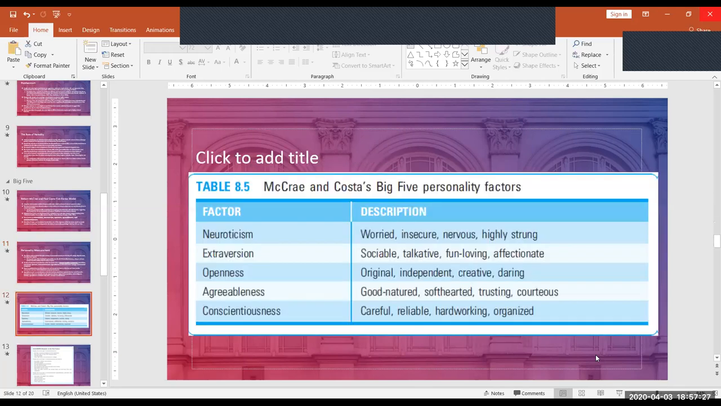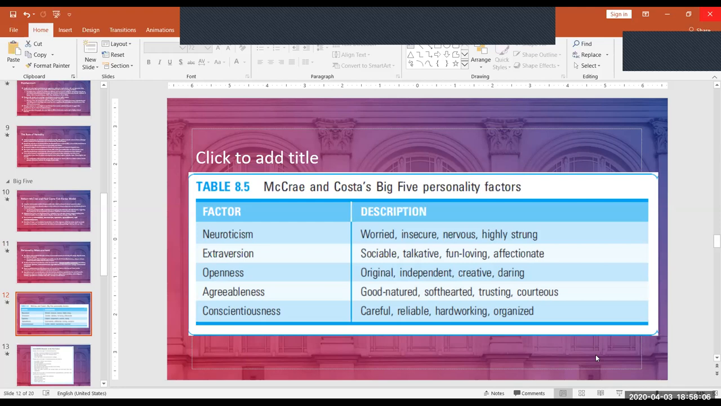So I think this part has been covered by Diva. These different dimensions have different descriptions. Basically, if you have a higher tendency of neuroticism, you will see more of this description in these people's behavior. For example, people with higher neuroticism would apparently worry more about things and feel insecure more often, feel nervous, or even kind of highly strung.